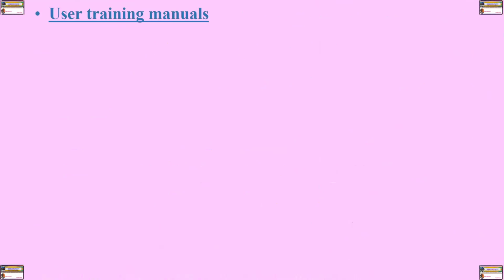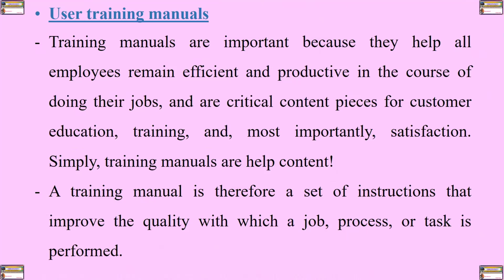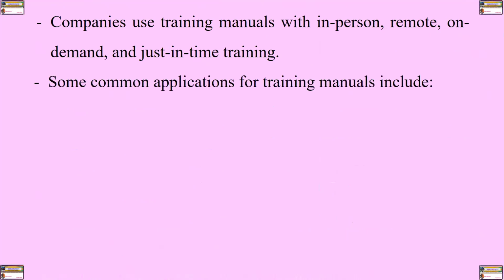So what are some of the user training manuals that you need to develop? Training manuals are important because they help all employees remain efficient and productive in the course of doing their jobs and are critical content pieces for customer education, training, and most importantly, satisfaction. Simply, training manuals are help content. A training manual is therefore a set of instructions that improve the quality with which a job, process, or task is performed. Companies use training manuals with in-person, remote, on-demand, and just-in-time training.